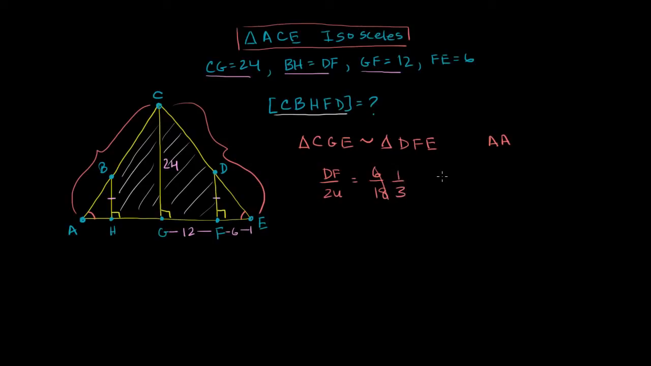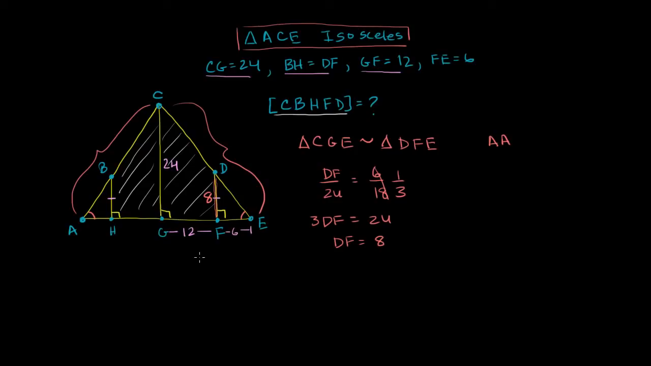You get 3 DF is equal to 24. I just cross multiplied, or you could multiply both sides by 24, multiply both sides by 3. Actually, you could just multiply both sides times 24, and you'll get 24 times 1/3, but we'll just do it this way. Divide both sides by 3, you get DF is equal to 8. So we found out that DF is equal to 8, that length right over there.